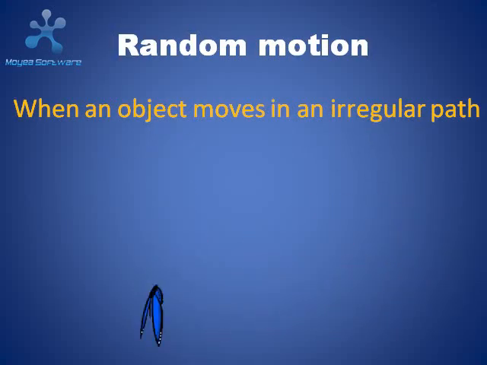Random motion. When an object moves in an unusual or irregular path, it is known as random motion. Look at this beautiful butterfly here. It is flying so gracefully. Now observe the path of the butterfly. It is an irregular and unusual path. Hence, we can say that the flight of the butterfly is an example of random motion.